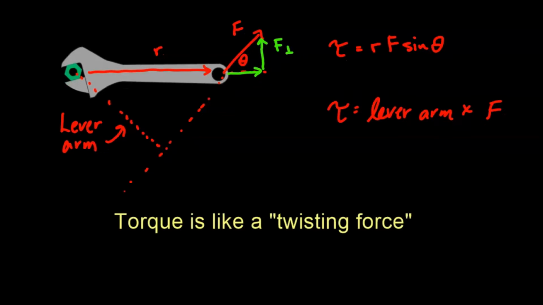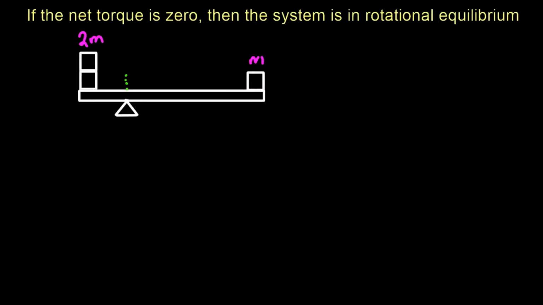One way that we can think about torque is that it is like a twisting force. However, we want to be careful that it is not a force, because forces are measured in newtons. However, torque is measured in Newton meters. If the net torque on a system is 0, then we say that the system is in rotational equilibrium. By that, what we mean is that an object, if it's not rotating, it's not going to start to rotate. And if it's already rotating, it's going to continue rotating until there's a net torque acting on the system.